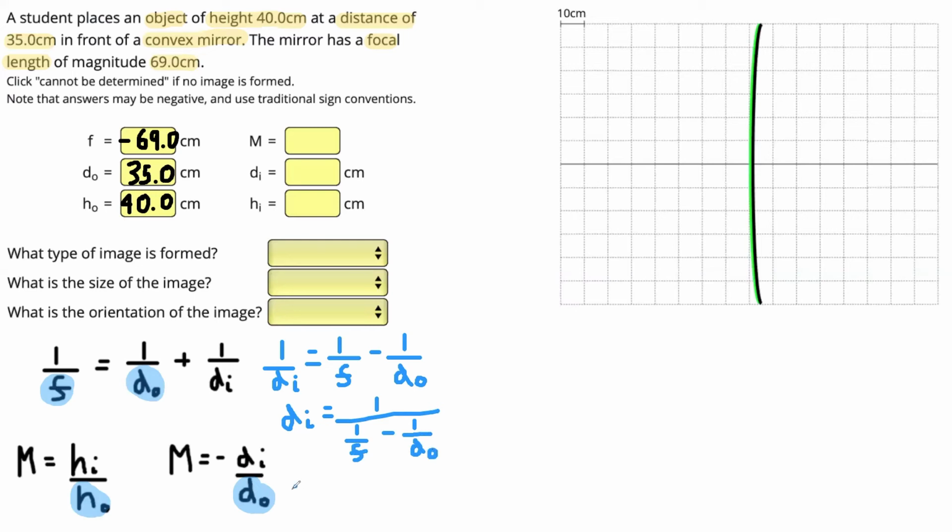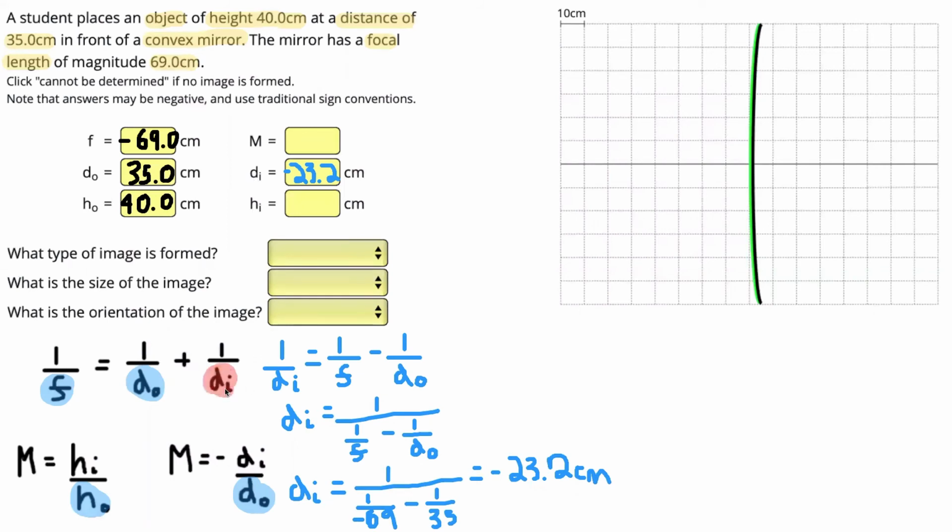So I can now put my numbers in for that. Distance of the image is equal to 1 divided by 1 over the focal length, which I got negative 69 for, again being careful with my sign conventions. And then I'm subtracting 1 over the distance of the object, which was positive 35. And if I put that into my calculator, I'm going to get an image distance of negative 23.2. So I can pop that up here. That's in centimeters. So we now have our image distance.